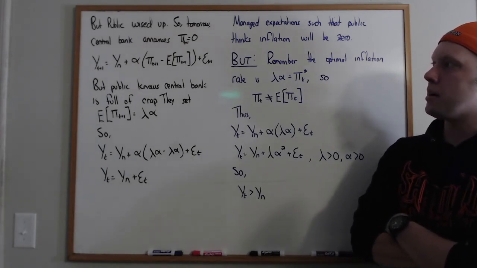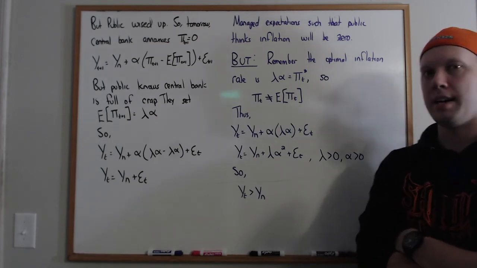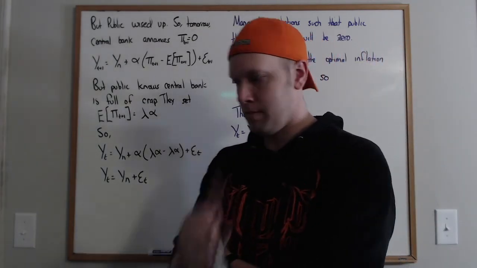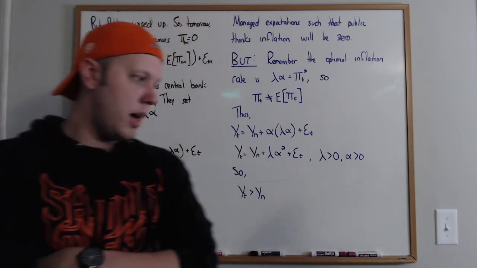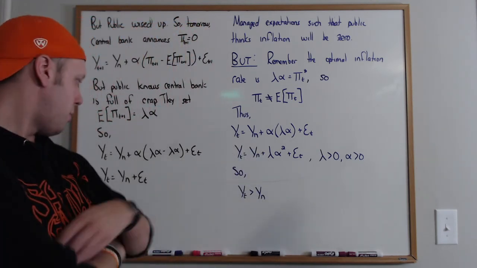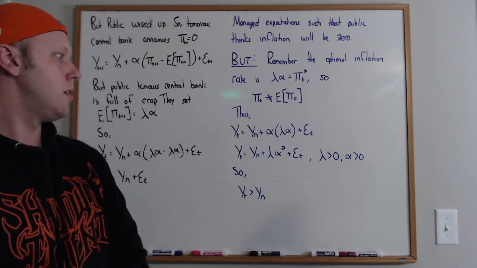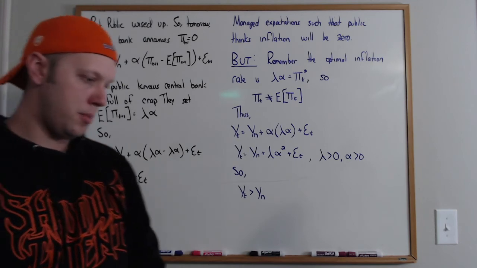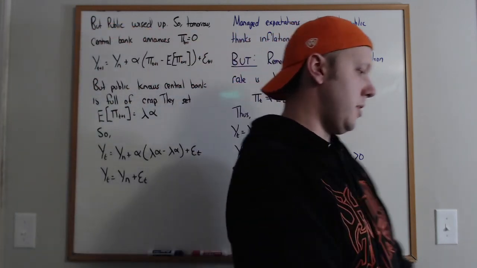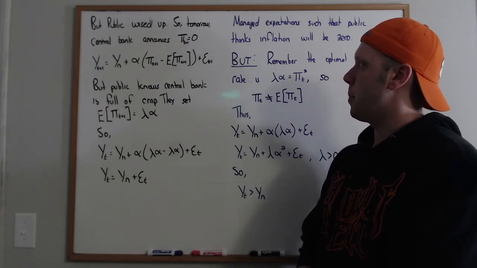So if this is a 2-period game, in the first period they can get tricked, but in the second period they go, not so fast. We know what you're doing. We know you are not going to behave in an honest fashion, therefore we're not going to let you try to trick us again. So now the inflation rate is going to be equal to lambda times alpha, which is consistent with what the expectations were for the inflation rate.